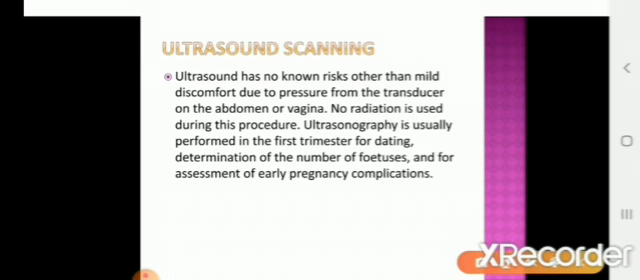Usually it will be performed in the first trimester for dating and for determination of number of fetuses. If the mother is carrying only one child or two or three or four, single, twins, triplets and quadruplets, that will be decided with this. And also for early pregnancy complication. If there is any early pregnancy complication shown in this ultrasound scanning, then only we will be going for the next techniques.